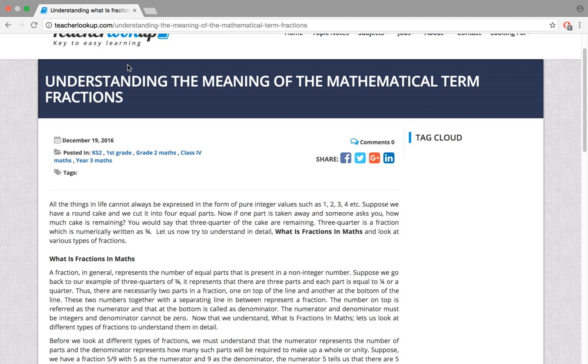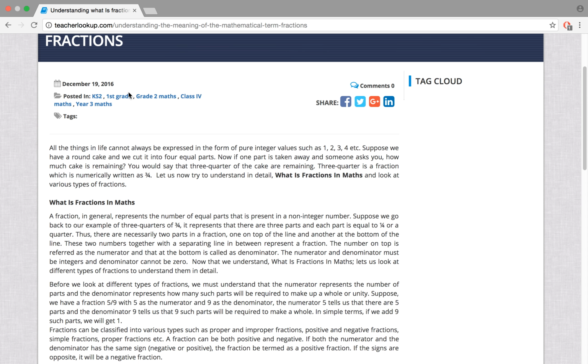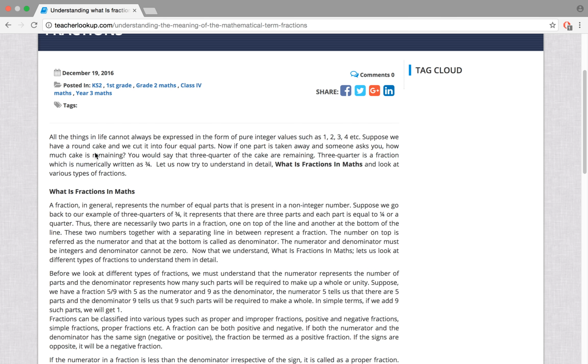Today we are going to speak about understanding the meaning of the mathematical term fractions. All the things in life cannot always be expressed in the form of pure integer values such as 1, 2, 3, 4, etc. Suppose we have a round cake and we cut it into four equal parts. Now, if one part is taken away and someone asks you how much cake is remaining, you would say that 3/4 of the cake is remaining.